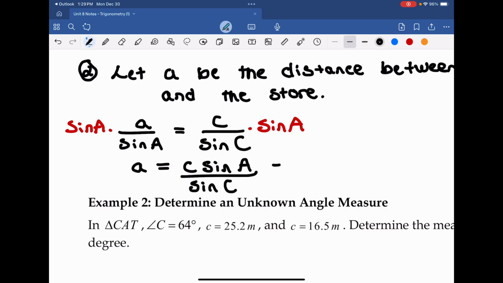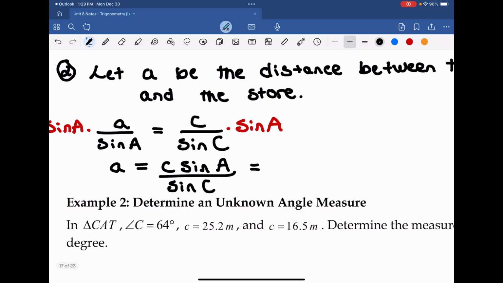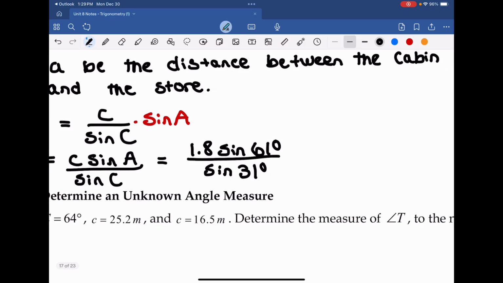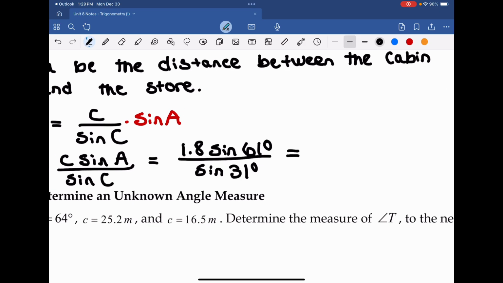There we go. This is equal to, we're just going to plug in some numbers here. So the side length C was 1.8 kilometers times the sine of angle A, which was 61 degrees, divided by, in the denominator, the angle we found through triangle sum theory for angle C, which was 31. Therefore this gives us that the distance between the friend's cabin and the store is going to be, to the nearest tenth of a kilometer, 3.1 kilometers.